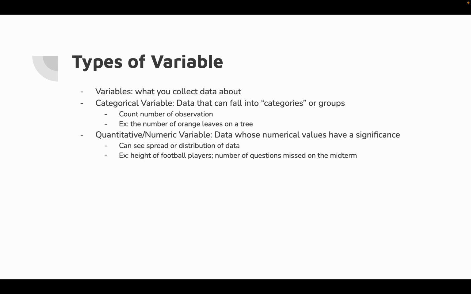Variables are what you collect data about, and they come in two types, a categorical variable and a quantitative variable. A categorical variable is data that falls into categories or groups. These are counts of the numbers of observations of each variable that you see. For example, the number of orange leaves found on a tree. Quantitative or numeric variables are data whose numerical values have a significance. You can calculate the mean, the median, the range, basically distributions of the data. An example is the heights of the football players on certain teams.